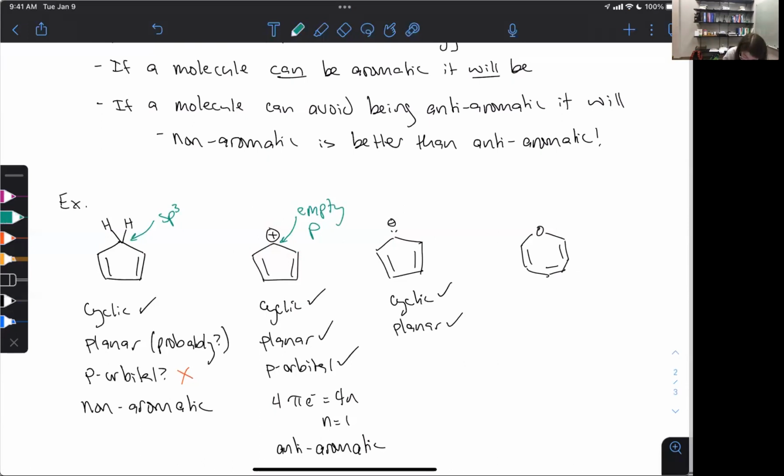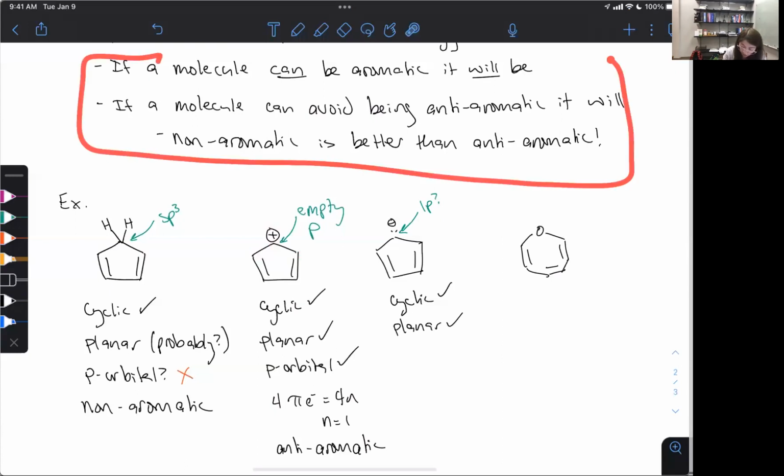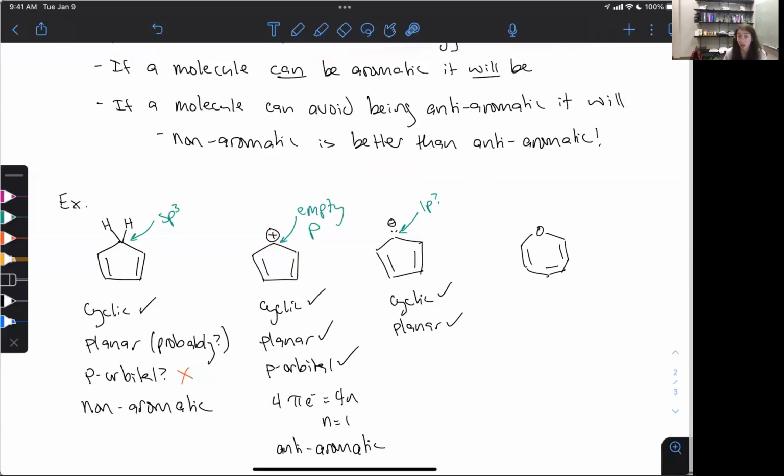Okay, so this lone pair, we need to think about where it wants to be. So this is back to these questions. If it can be aromatic, it's going to be. If it can avoid being anti-aromatic, it's going to be. So really, we need to think about where is the most beneficial place for this lone pair to be.